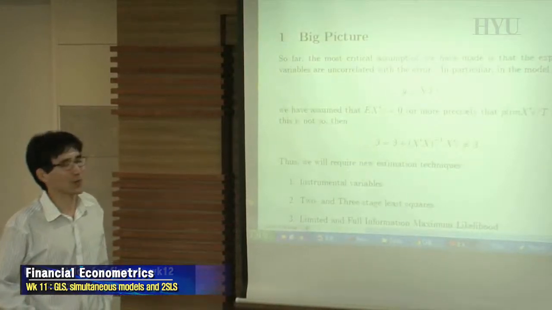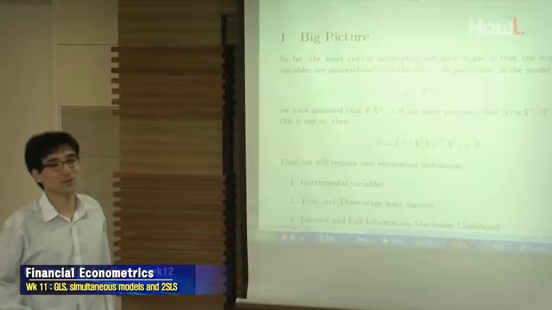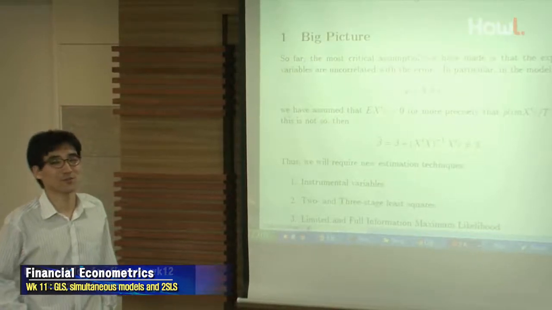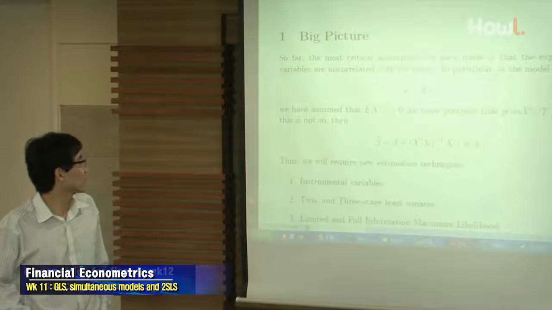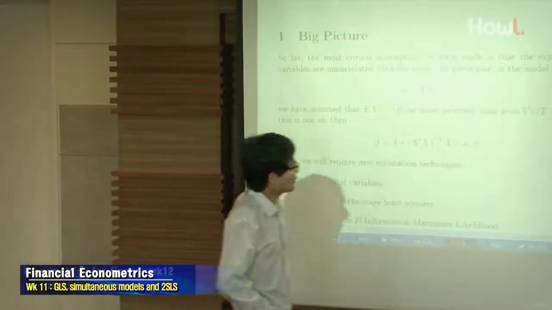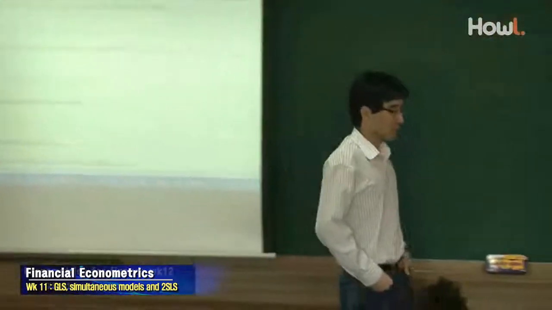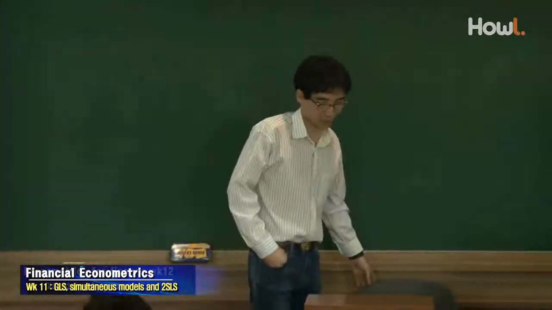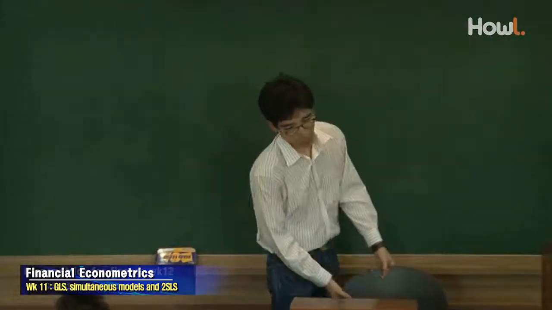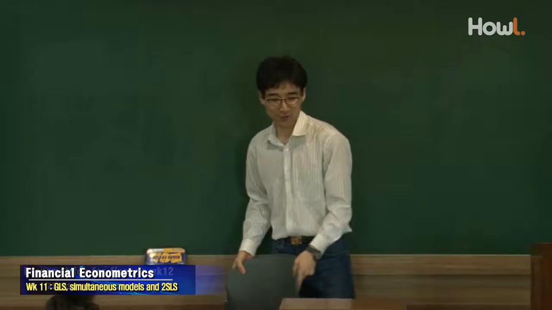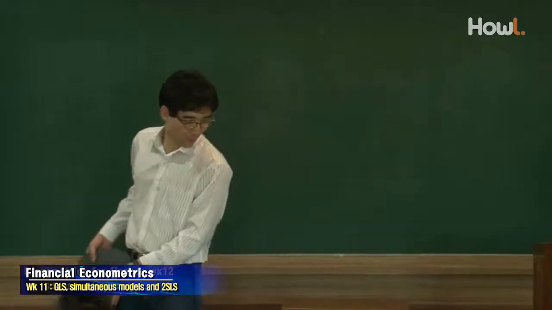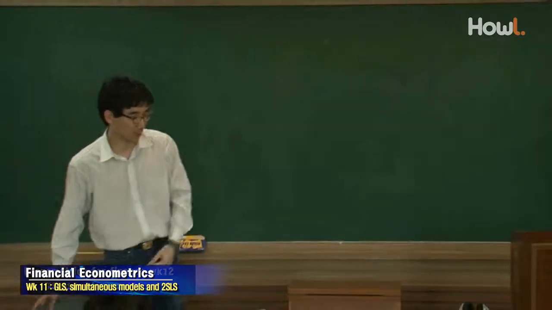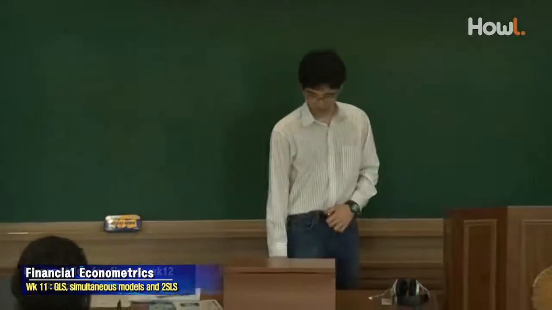Whenever I write a paper, this is actually the most serious concern for everybody. So we need some techniques to get over this. The first one is instrumental variables, and we can use 2 or 3 stage least squares. Or we can use limited or full information maximum likelihood estimators.